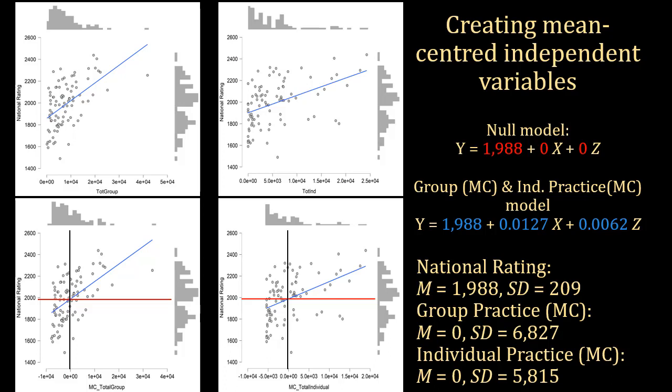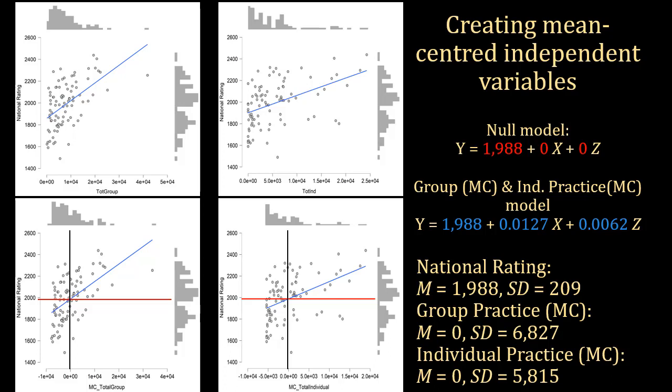Now remember the meaning of beta 0, the intercept. The intercept is the value of the y variable, which is national rating in this case, when the value of the independent variable, in this case group practice, is 0. But now 0 is not at the left extreme. It's the mean of this variable. And here, beta 0 will be this value, which is the mean of national rating. So by doing this, beta 0 is the same as the mean of national rating, and it's not going to change. We can create more complex models, and that value of beta 0 will always be the same.